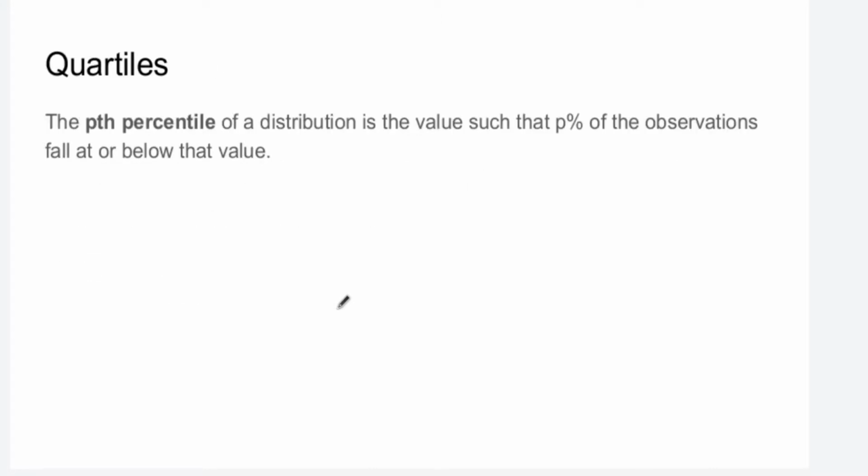So first we want to introduce an idea called the quartile. We'll do that by introducing percentiles. So the pth percentile of a distribution is the value such that p% of the observations fall at or below that value.